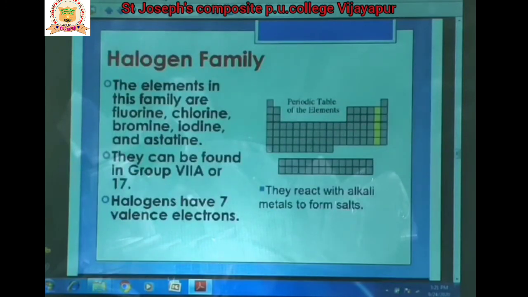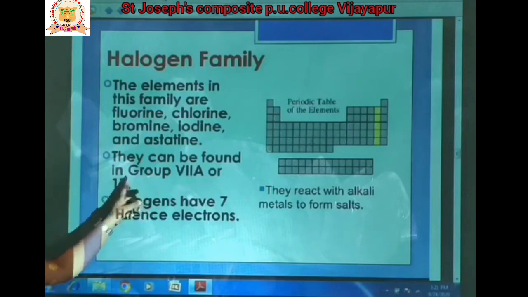Halogen family elements. Halogens, not halo. Halogen means halide. Halides are halogen family elements. These are group 17 elements. The elements in this family are fluorine, chlorine, bromine, iodine and astatine.